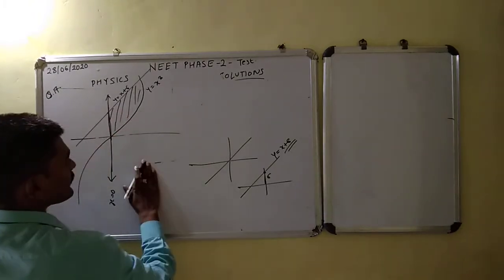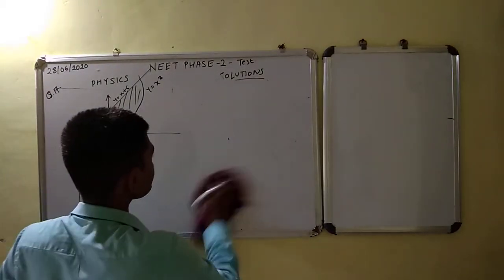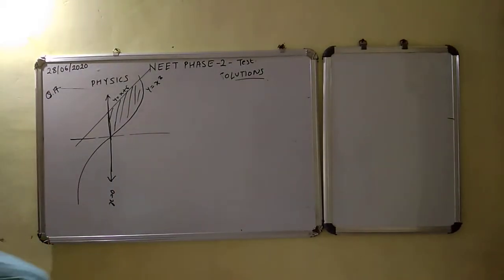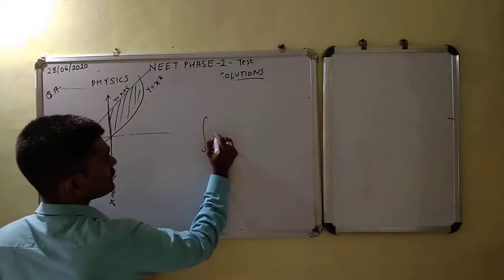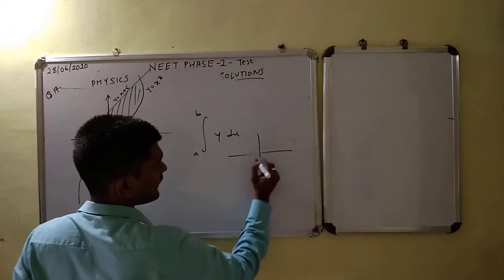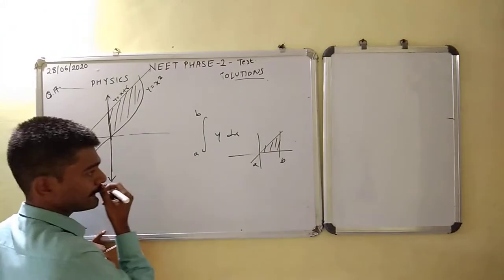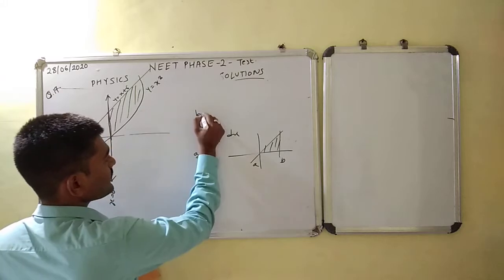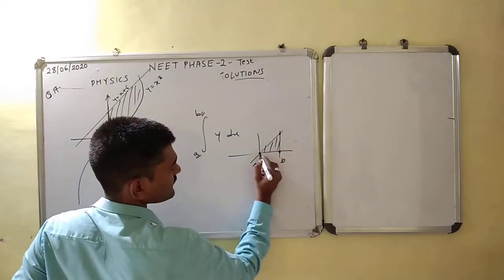If we learn integration, integration is already the area. If you integrate y dx from a to b, then it tells you directly the area, if this is a and this is b. You find the integration, but you need to know what a is and what b is. a and b are these endpoints. This is a and this is b.